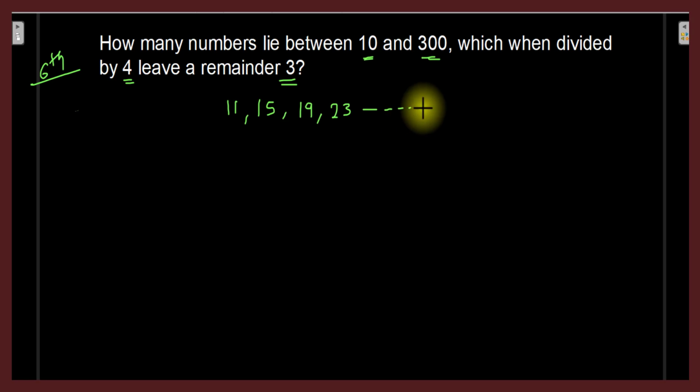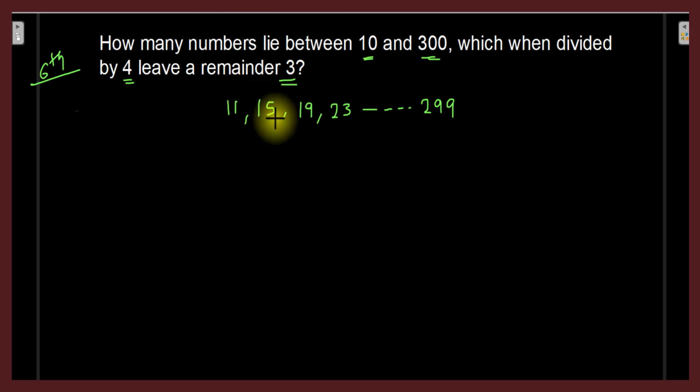And so on, and the last number will be 299. If 299 is divided by 4, then the remainder will be 3. So these will be the numbers. If these numbers are divided by 4, then they leave a remainder 3. And we have to say how many such numbers there are.